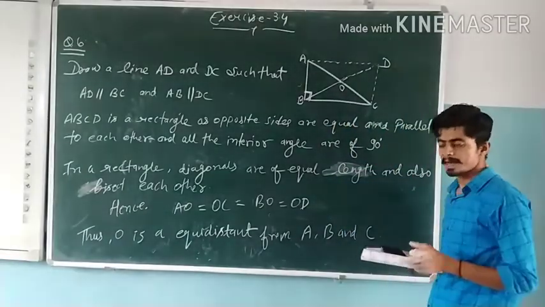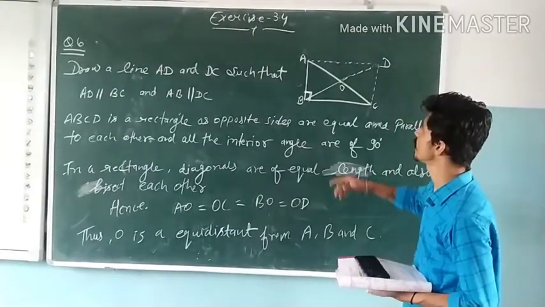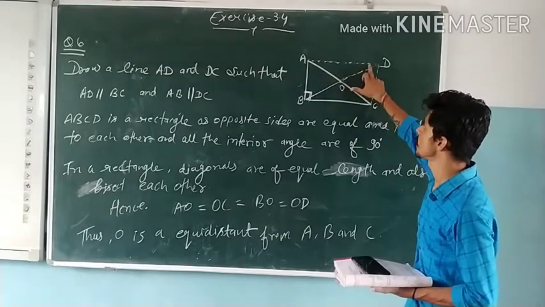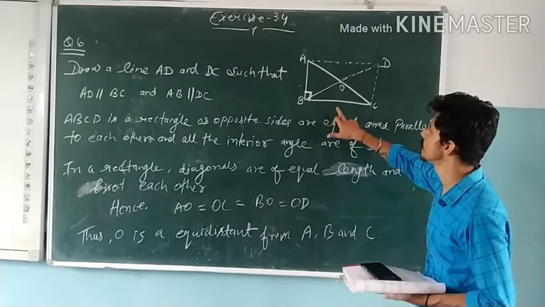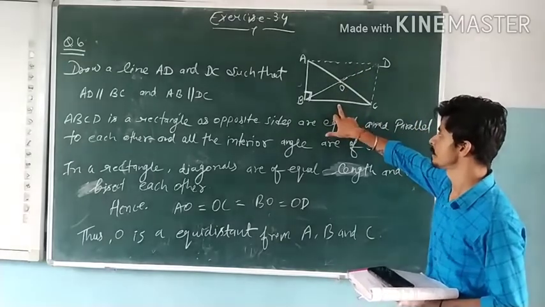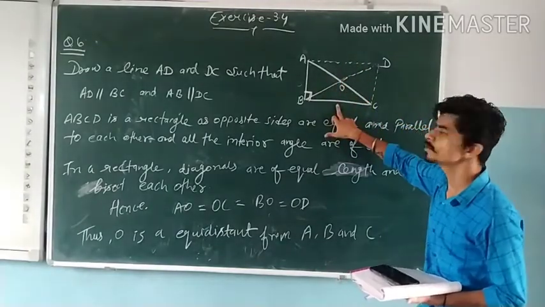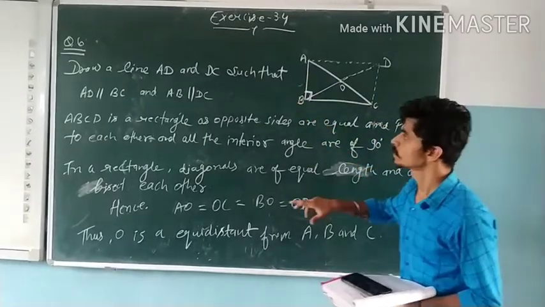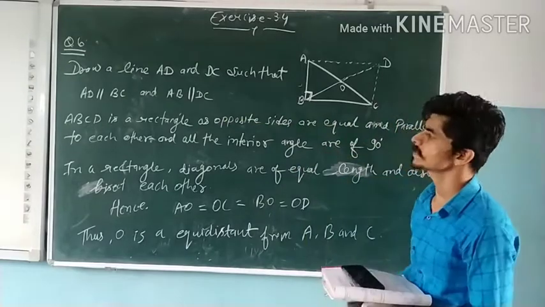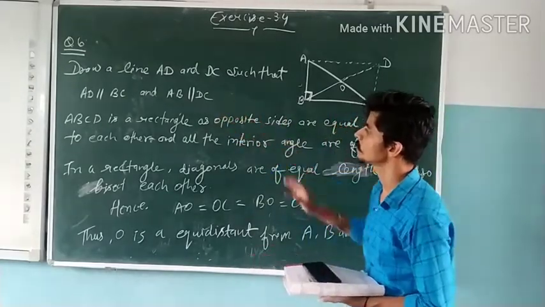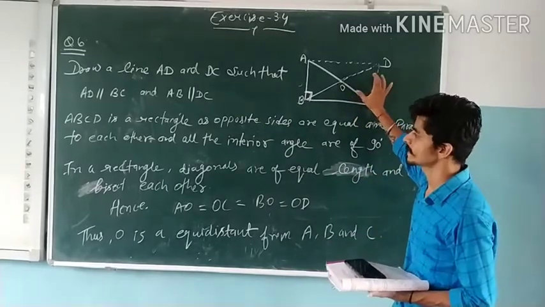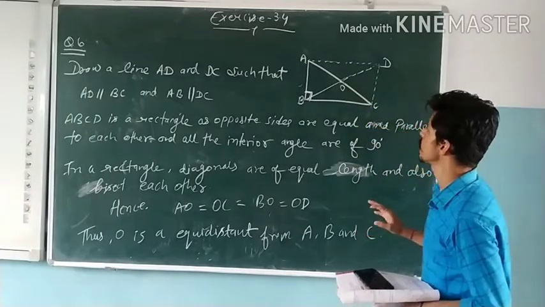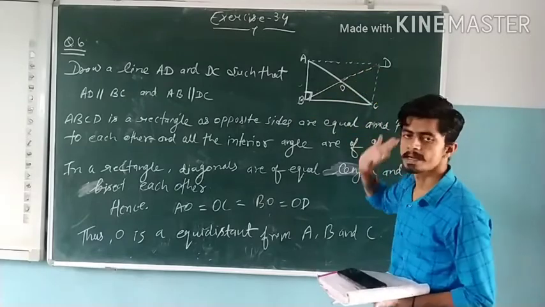Firstly, this triangle is given in the question, so we have to make a rectangle like that. We have to stretch a line, drawing a line segment parallel to the line segment BC. So AD will be parallel to BC, and similarly we draw a line segment DC parallel to AB. So draw lines AD and DC such that AD is parallel to BC and AB is parallel to DC. We know that this is a rectangle, so opposite sides are equal in length and parallel also, and all the angles are 90 degrees.